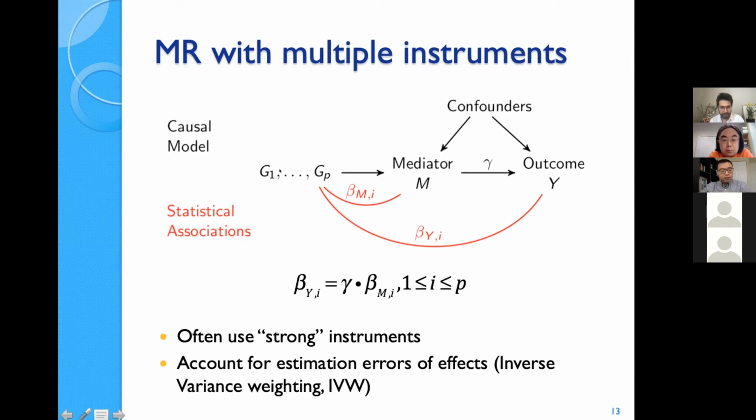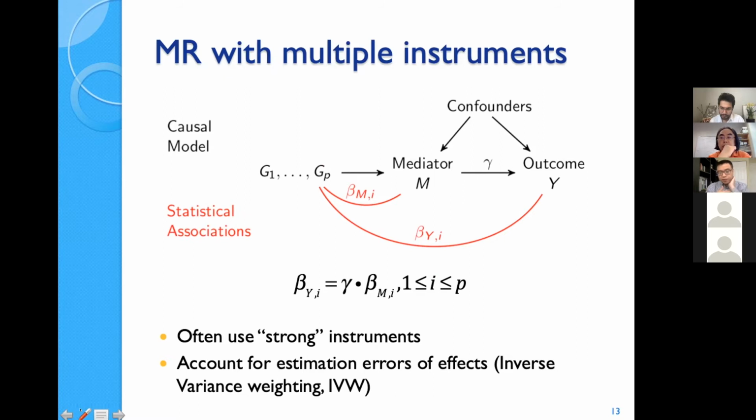So you can use multiple, assuming that this assumption holds. The key assumption is that G, this variant, doesn't act on confounders, it doesn't affect the outcome directly. If this assumption holds, then you can basically write down this equation, right? Because this equation holds for every variant, then you can basically do a regression. So your response variable is beta Yi, and your explanatory variable is beta Mi, where i is the index of the variant. You fit a linear line, you get the estimated causal effect. So it's really easy. And often people use strong instruments. In other words, they use variants that have really big effects on M to do this inference.